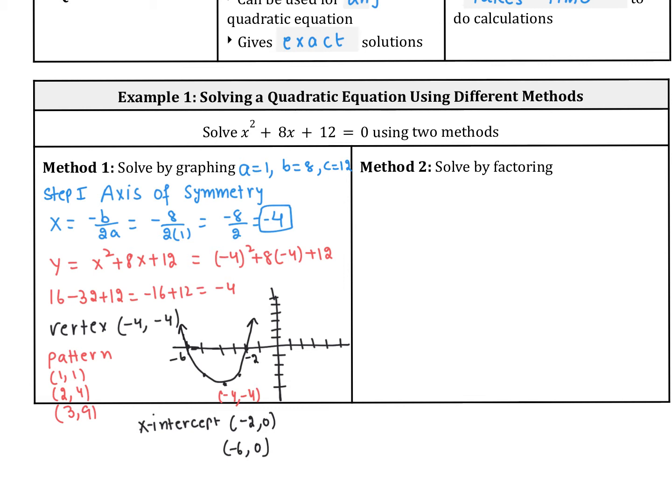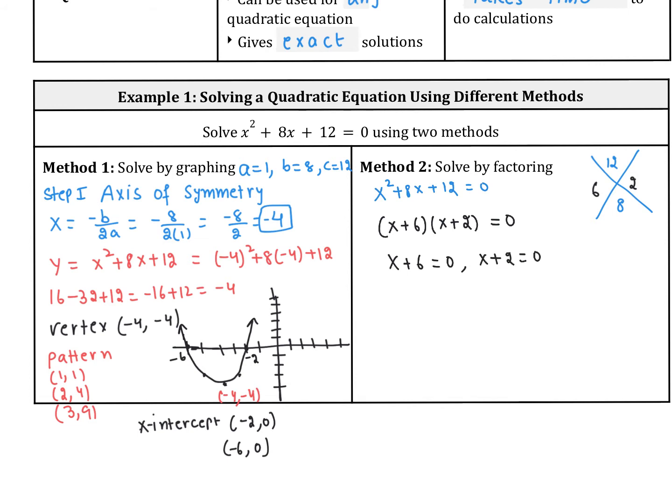Method 2 is solving by factoring. So you have x squared plus 8x plus 12, with 12 on the top and 8 on the bottom. You're looking for two numbers that when you multiply, you get 12, and when you add, you get 8. Those numbers are 6 and 2. So the factors are x plus 6 times x plus 2 equals 0. Set them equal to 0 one by one and get the x values: x equals negative 6 and x equals negative 2.